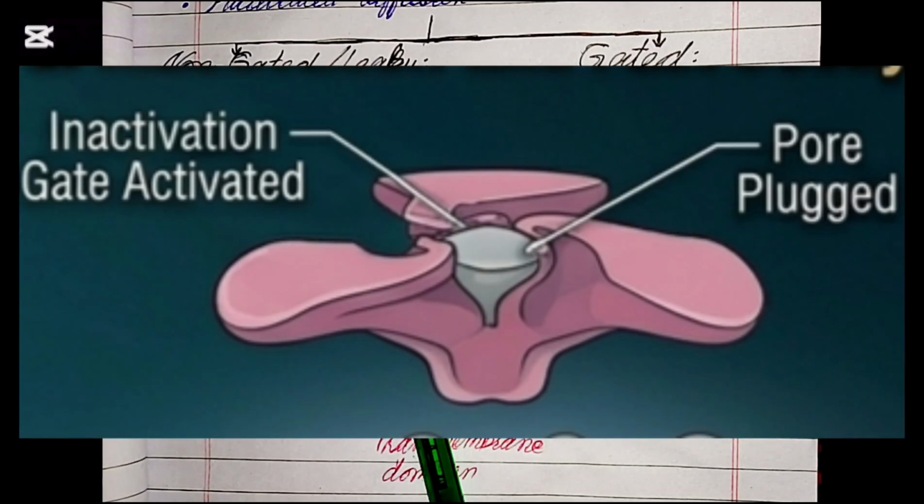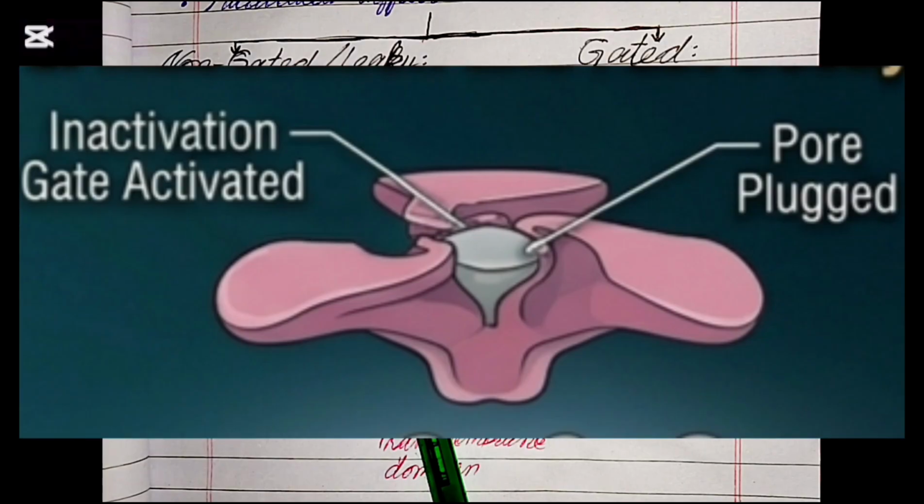After that the inactivation occurs, and the inactivation gate comes from the side and blocks the channel. After that, when the pressure is released, the inactivation gate returns to normal, and the channel also squeezes and the ion flow stops.